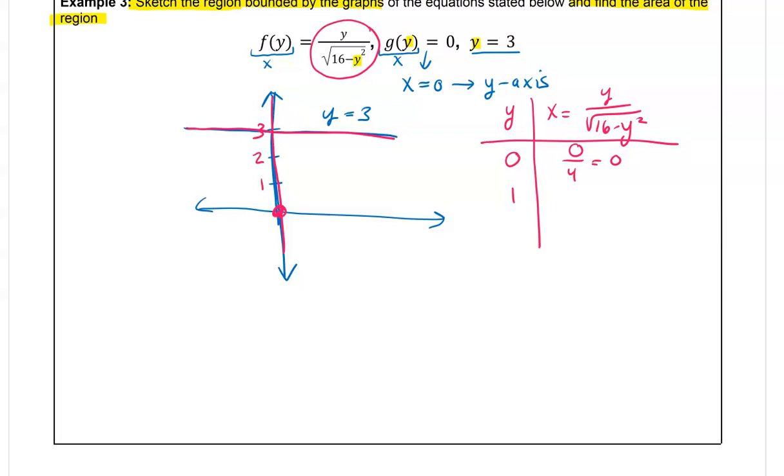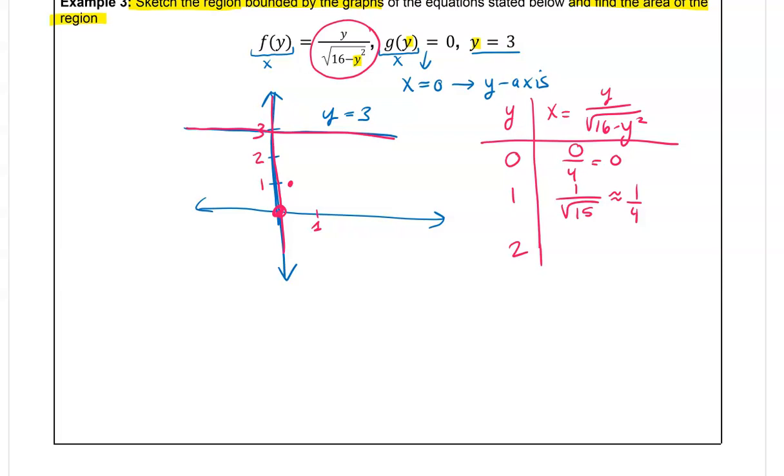So if I plug in 1, I get 1 over the square root of 15, which I don't know exactly what that is, but it's small, right? This would be close to 1/4, not exactly. If this was the square root of 16, it would be 1/4. So it's almost there, but not quite. So let's see, this will be the x value of 1. So 1/4 would be like right there.